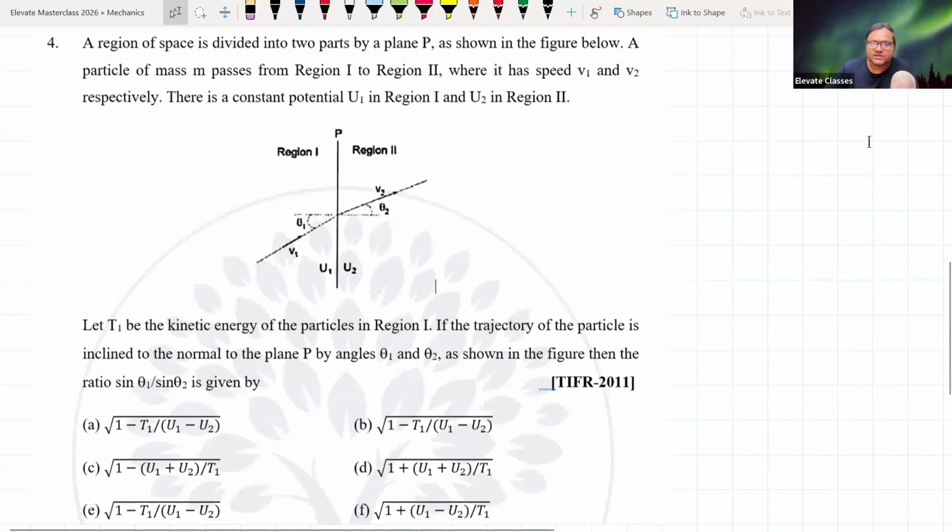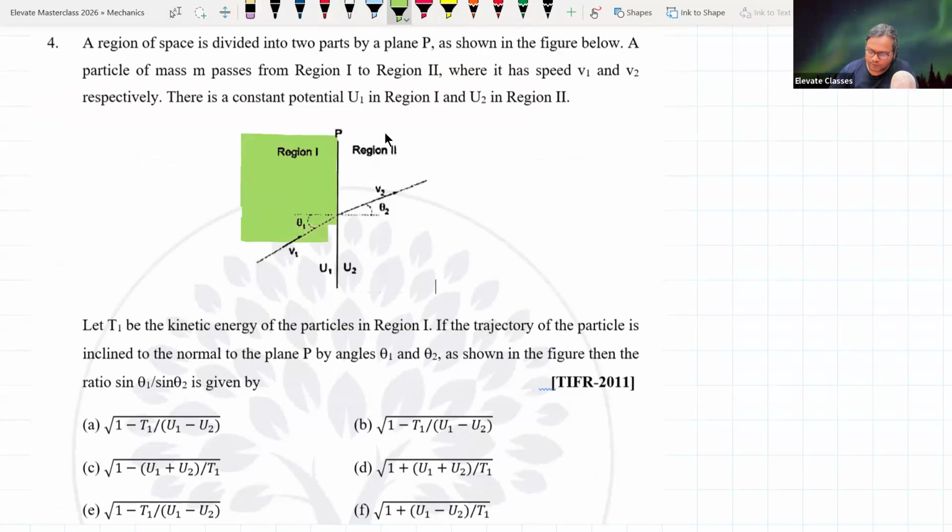A region of space is divided into two parts by a plane P. So on one hand, you have this region, let's suppose region 1. And let's suppose you have another region. So these are two regions. They have been divided into essentially two parts by the plane P. A particle of mass m passes from region 1 to region 2.